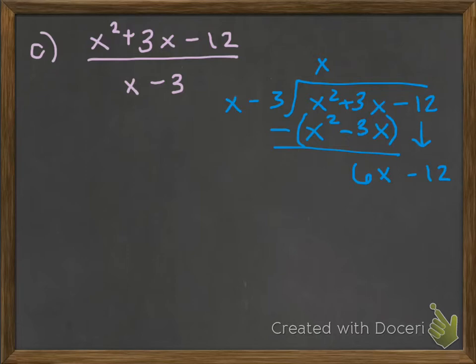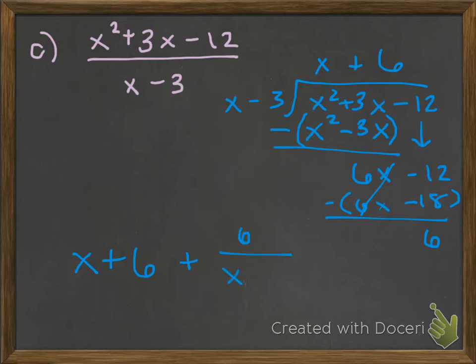Now, x times what would give me 6x? That would be a positive 6. Again, we distribute, so now I have 6x minus 18. I'm subtracting, so my 6x's cancel. Negative 12 minus a negative 18 is essentially negative 12 plus 18, so we have a remainder of 6. We would write our answer as x plus 6 over x minus 3, and that would be our final answer.